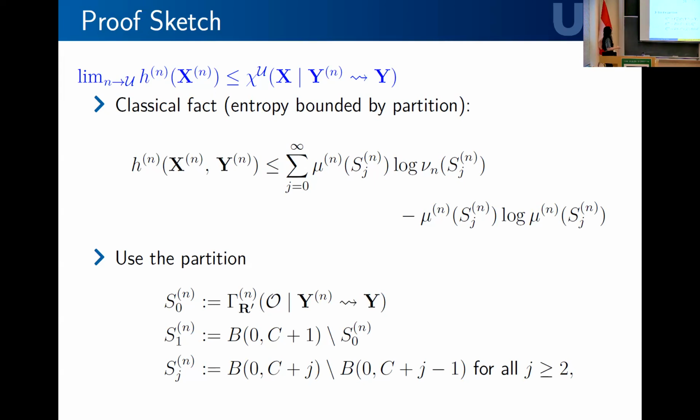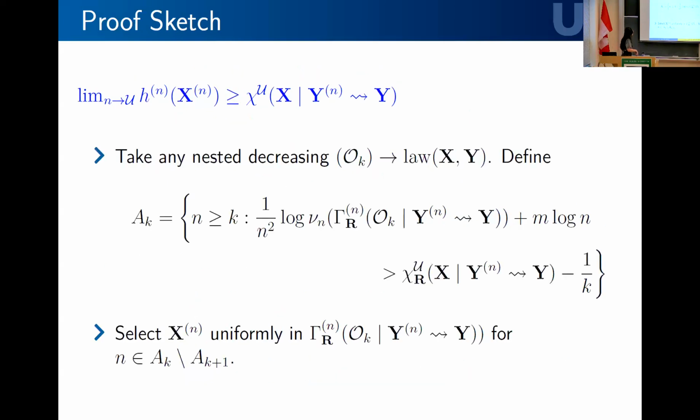I have to do the opposite direction now. And in the opposite direction, I want to actually construct some matrix tuple xn that satisfies that the classical entropies is larger than chi to the u. So in this case, I start with any nested decreasing sequence of laws. So they decrease to the law of xy, and I define the following sets.